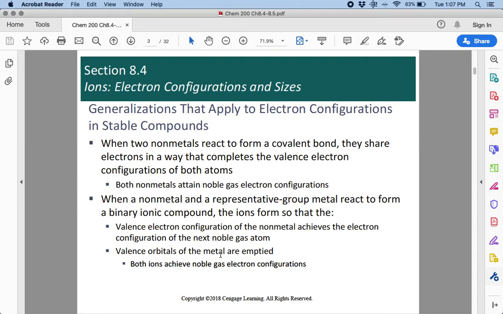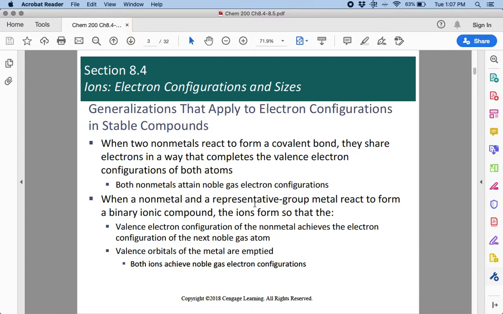A couple of things to bring up. When we're doing electronic configurations and talking about stable compounds, stable situations where we don't have anything crazy going on, we want to remember that two nonmetals are going to form covalent bonds. When they form these covalent bonds, both of the nonmetals obtain noble gas electron configurations, which means they would have 8 valence shell electrons between the shared atoms.